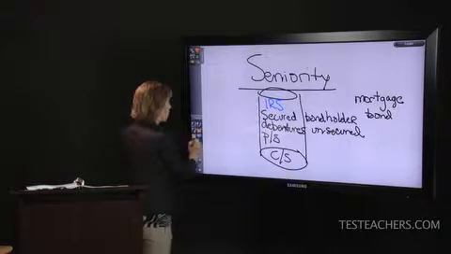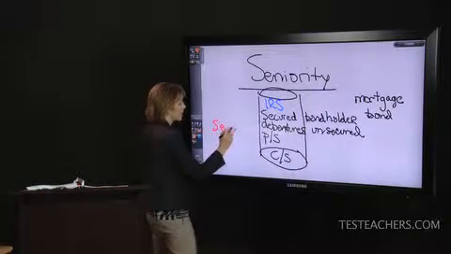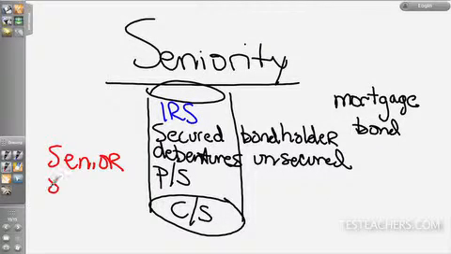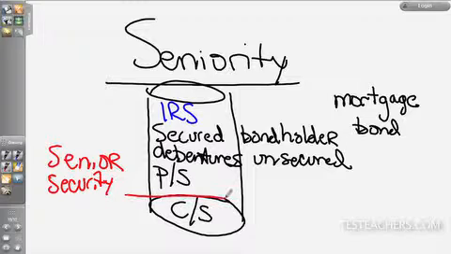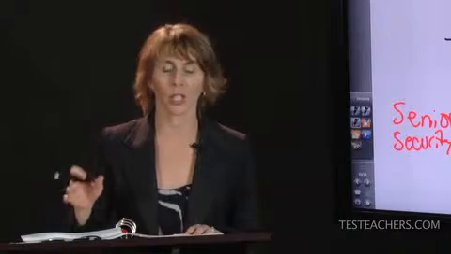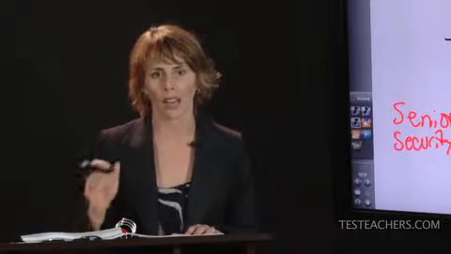Sometimes we'll see reference to what is called a senior security. Senior securities are any securities that are above common. So senior securities include preferred stock, debentures, and secured bonds. Those are senior to common. Common is the junior claim. It's the residual claim on assets. It's the bottom of the barrel. So in the event of a corporate liquidation, this would be who would get paid: IRS, secured bonds, debentures, preferred stock, and common.